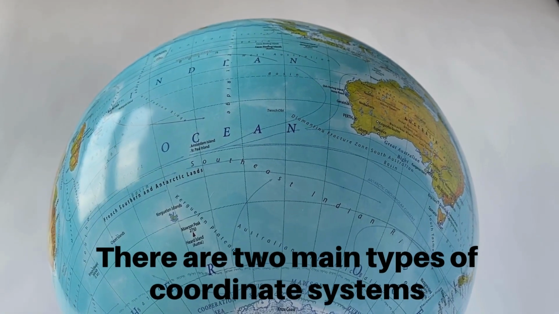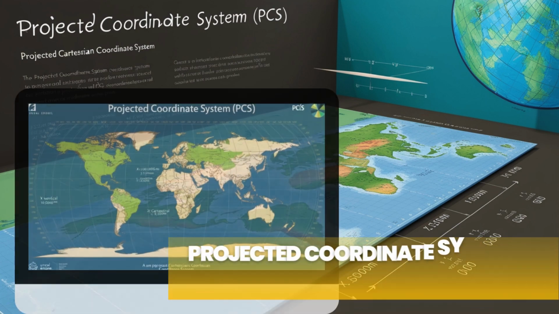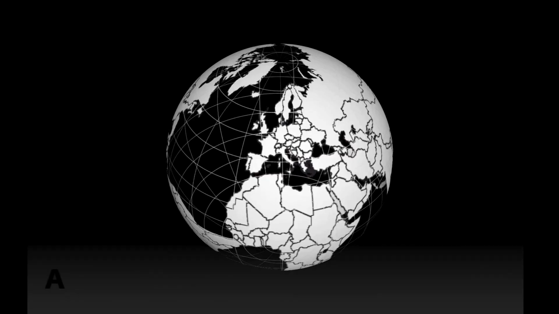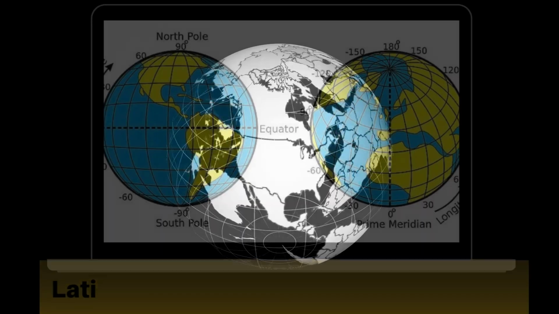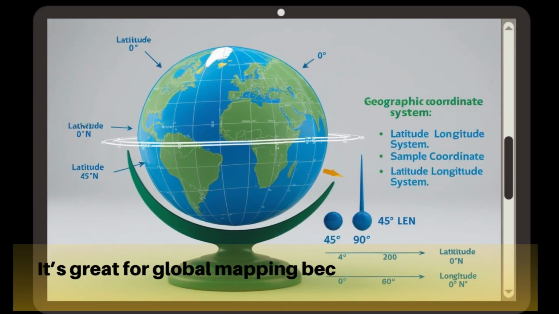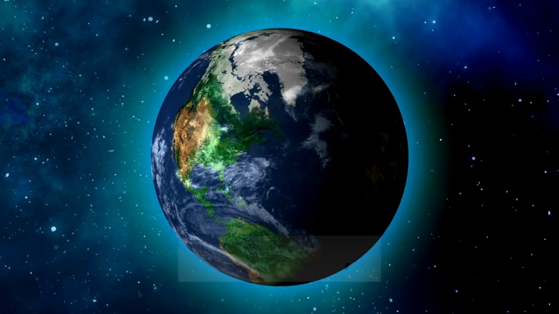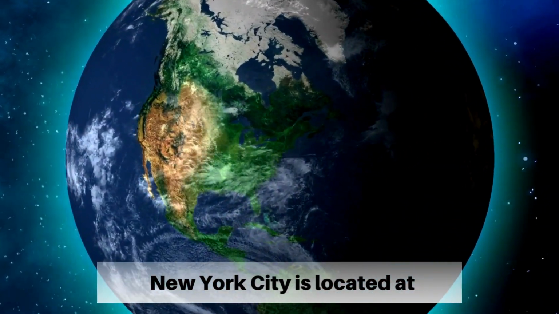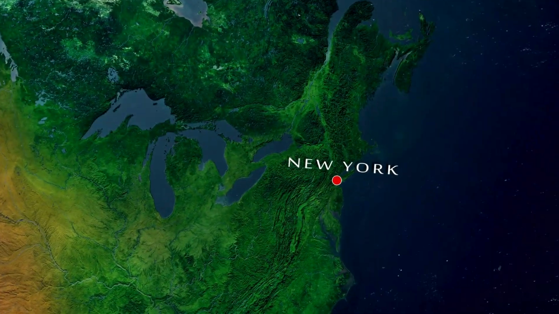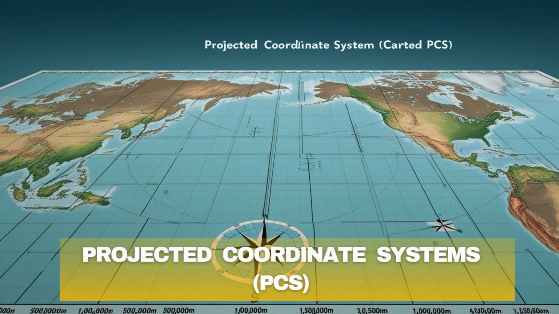There are two main types of coordinate systems: geographic coordinate systems, or GCS, and projected coordinate systems, or PCS. A geographic coordinate system uses latitude and longitude to locate points. It's great for global mapping because it's based on the Earth's curved surface. For example, New York City is located at about 40.7128 degrees north, 74.0060 degrees west.